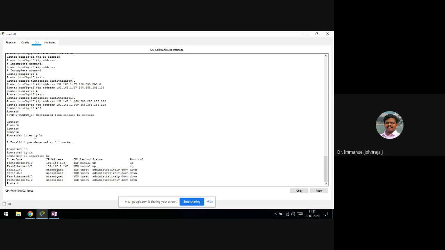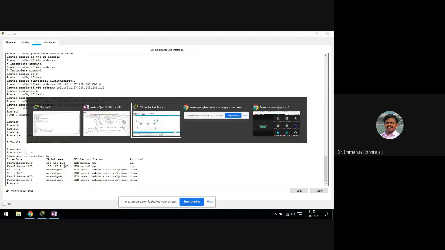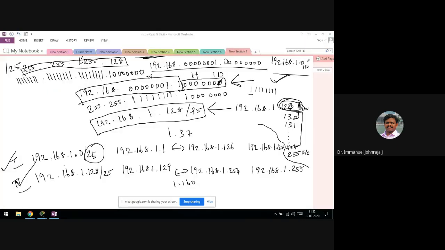192.168.1.37, 192.168.1.160. Please remember, if the mask is 24, this is an invalid assignment. Please remember, if the mask is 25, this is a valid assignment, right? So this is what it's all about, your subnetting.